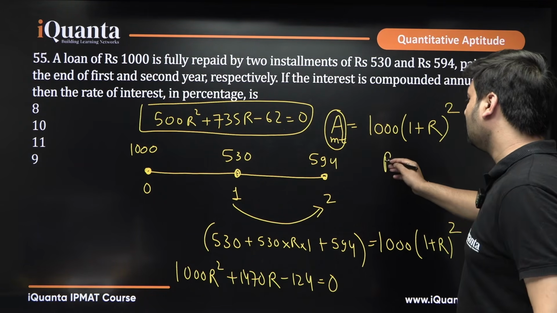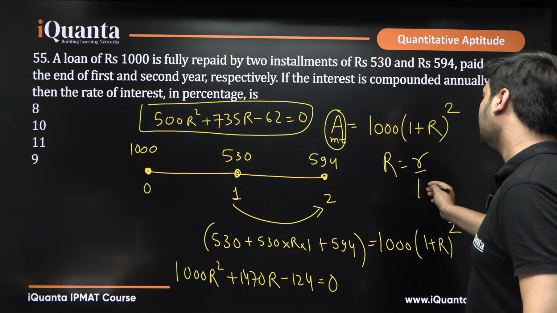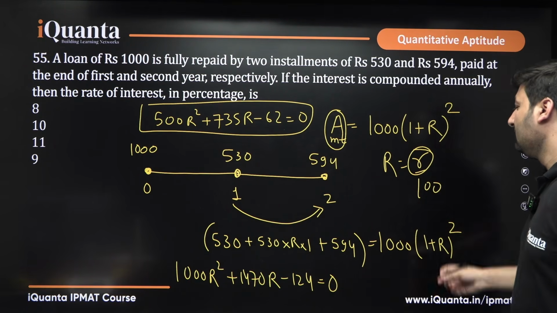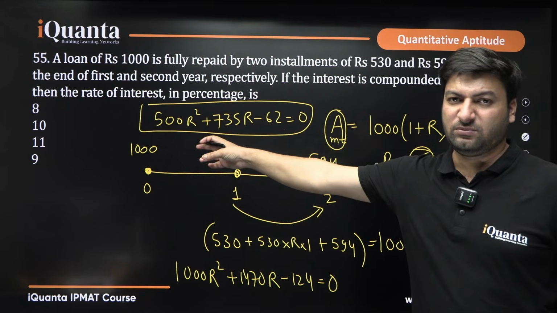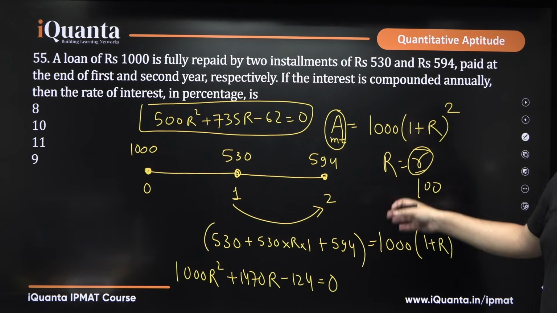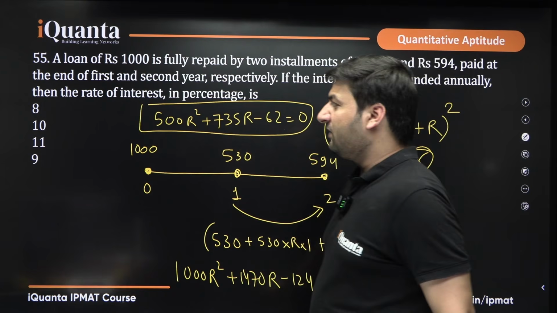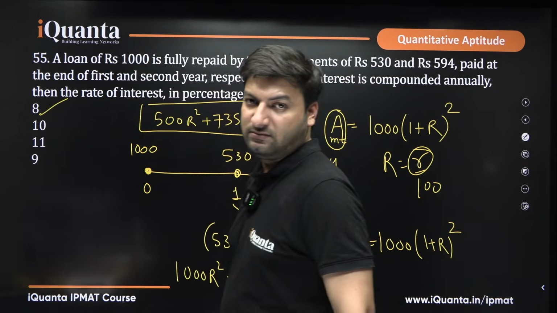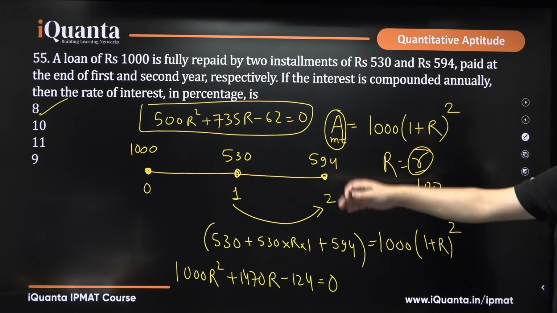Now, whatever r you get will be r upon 100. You need to find out the value of this r. So, find out the value of r from here and then multiply it by 100, you will get R. It will be very close to 8, when you solve it. You can give it a try.